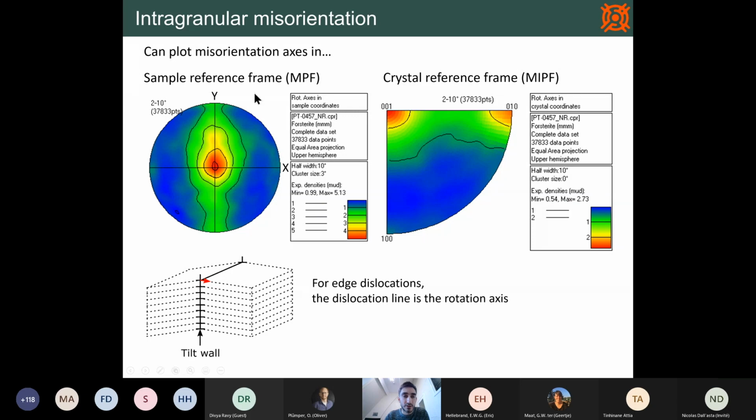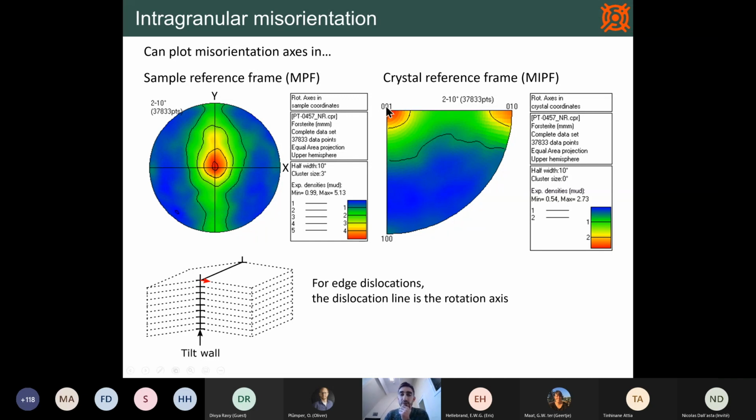So again, we could plot the misorientation angles, but I said there's the axes that go with them. So we can plot the misorientation axes in a pole figure. And that, for example, in this case is showing us that the crystals are rotated around axes that are going more or less directly in and out of the map.